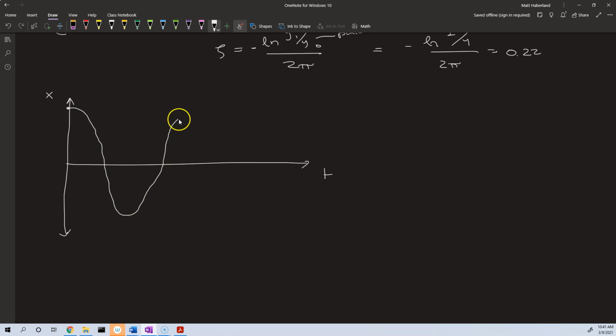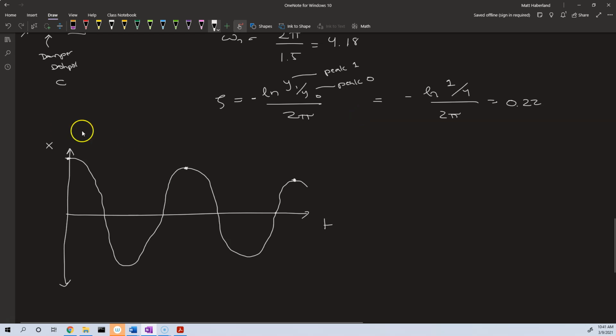And all we really need to know is where this second peak is. Right? We need to know where we started it and what the second one is. Or, if you can't measure what the initial displacement was, but you can measure a later one, then you can measure what this one is. But all we need to know is the ratio of adjacent peaks.